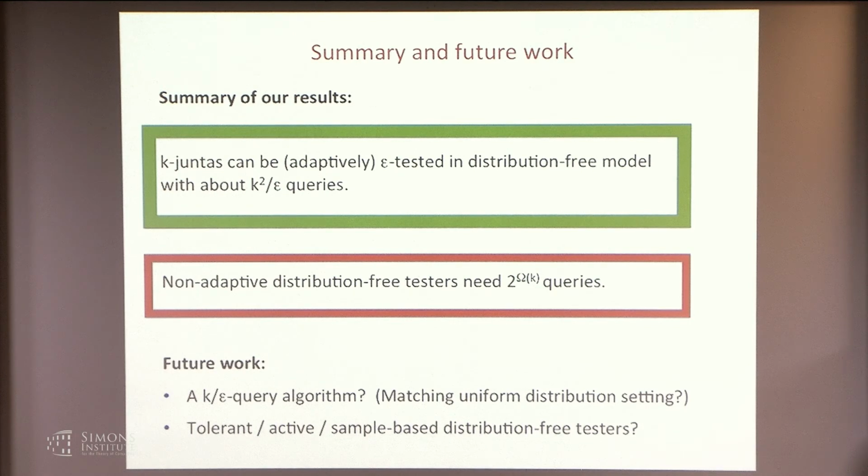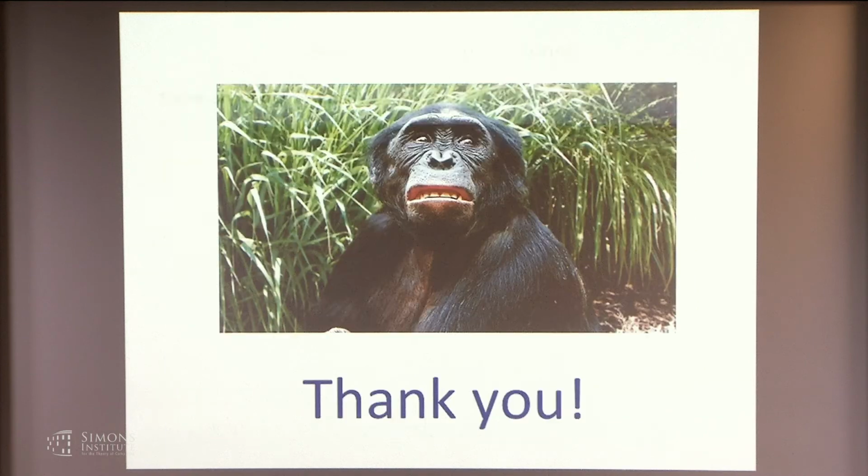It would be nice to understand something about whether we can make this distribution-free tester tolerant. We don't really know very much about making uniform distribution testers tolerant. We don't know as much as we would like. There are other variants of testing models if you're motivated by making it potentially practically useful, such as active testing, sample-based testing, and so on. So, some directions for future work. That's it. Thank you.